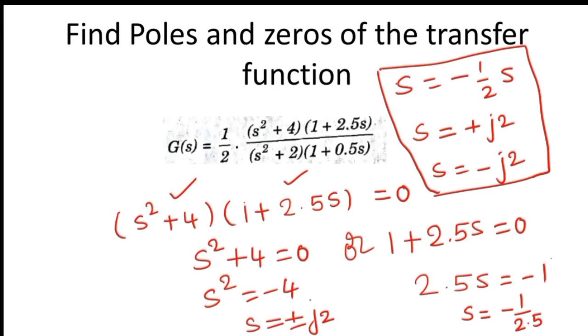Okay, I hope you understood how to find out zeros of a transfer function. So, zero is the value of s which makes the transfer function value equal to 0. At the particular value of s, the transfer function value is equal to 0.